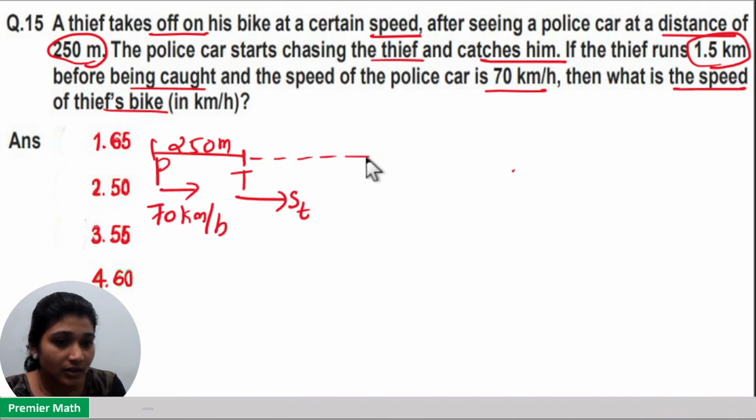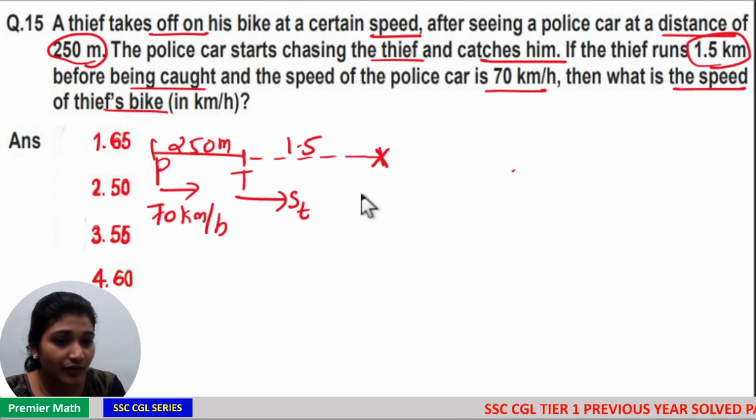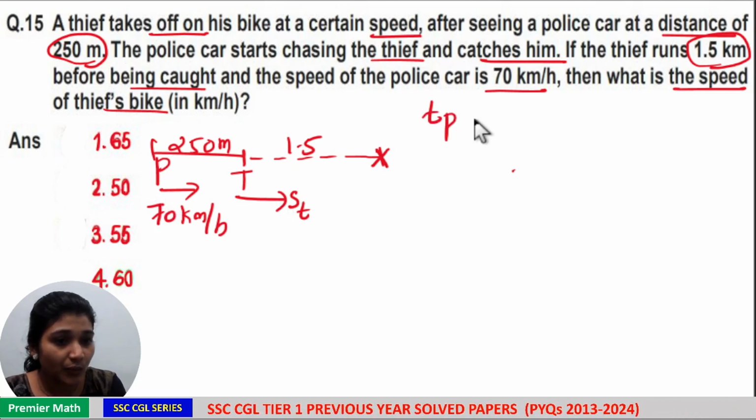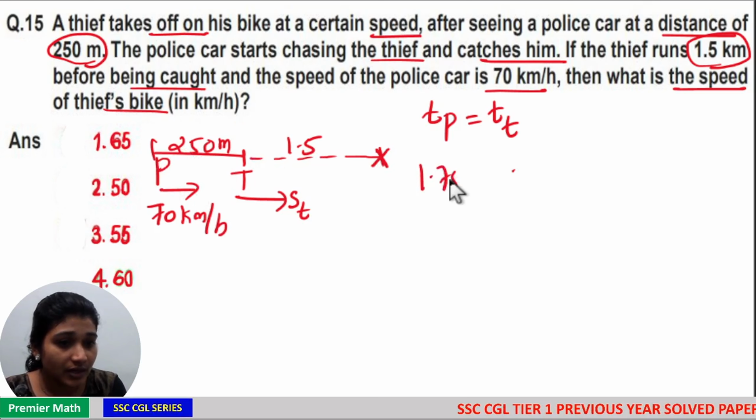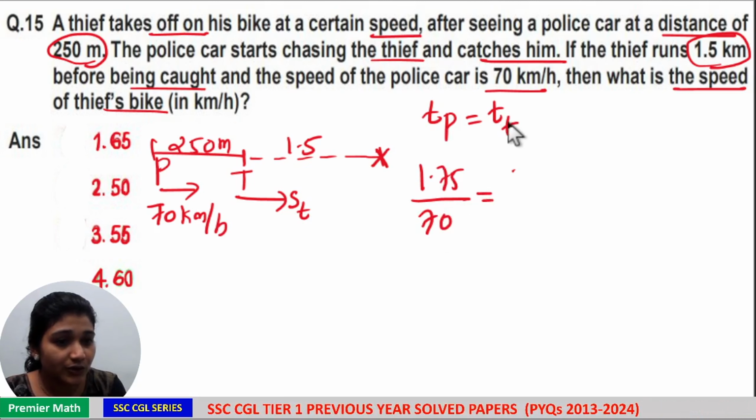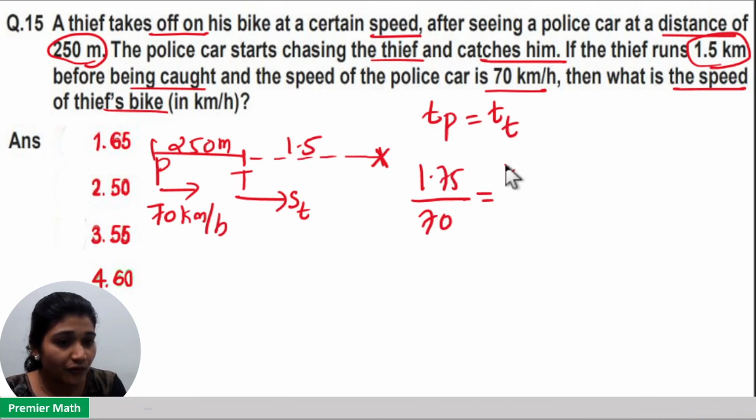Now, after running 1.5 kilometer, this police catches the thief. That is, when this thief finishes this 1.5 kilometer, police catches the thief, which means here running time of police is same as running time of thief. That is, time is constant. So equate. Now, here police run a total of 1.75 kilometer at a speed of 70 kilometer per hour. This is the running time of police, which is equal to running time of thief. Thief runs a total of 1.5 kilometer at a certain speed. So from this we can find the answer.